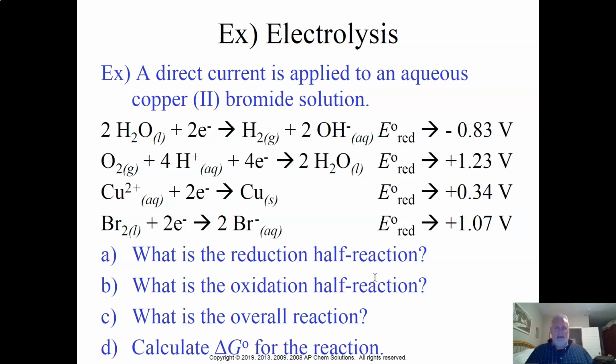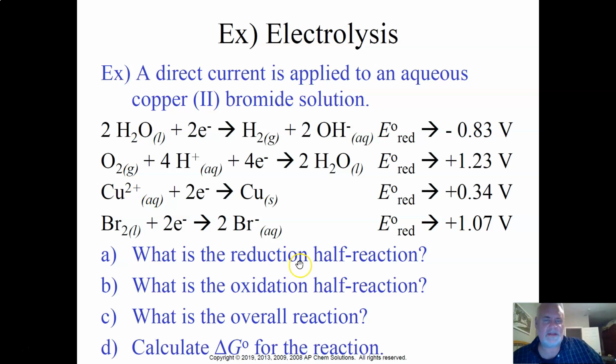So here is a really good example of 4 reduction potentials given, and really all you're doing is applying a current to a copper 2 bromide solution. Now, what is really going to be going on? This is our last problem for this unit, but it is pretty intense. So when we're looking at the water, remember the hydrogen is the one that tends to compete for reduction. The oxygen is the one that tends to compete for oxidation.